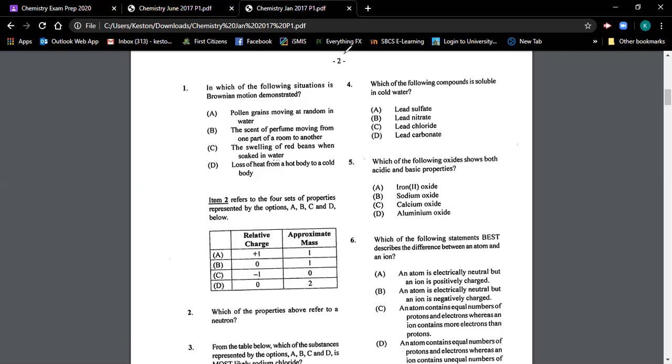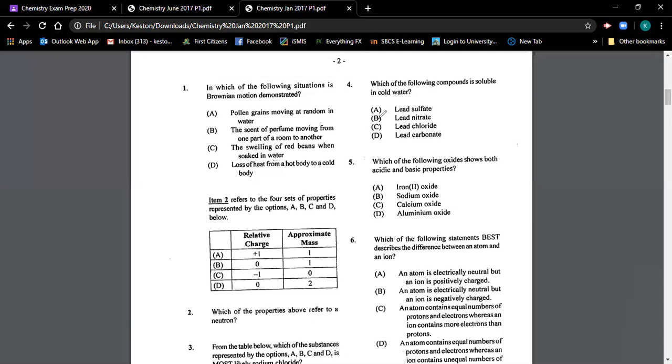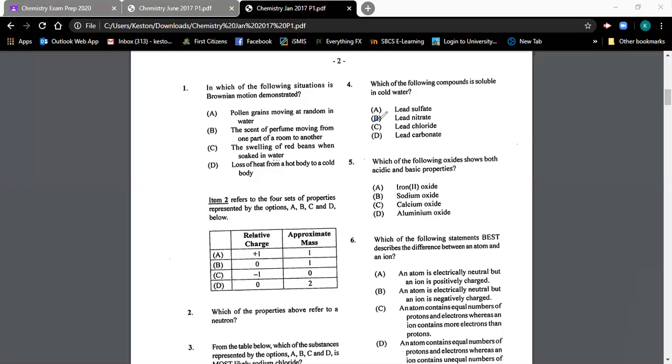So let's see, sulfates. All sulfates are soluble except lead sulfate and barium sulfate. Nitrates are all soluble. Yes, correct, very good. That's one of the exceptions for the chlorides. For the chlorides, lead chloride is only soluble in hot water. It's insoluble in cold water. And here they want us to find one soluble in cold water, right? So guys, any nitrate, hot water, cold water, doesn't matter. All your nitrates are soluble. All right, so always remember that. All your nitrates are soluble.